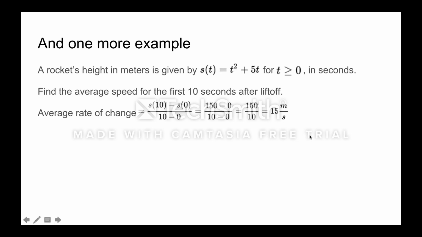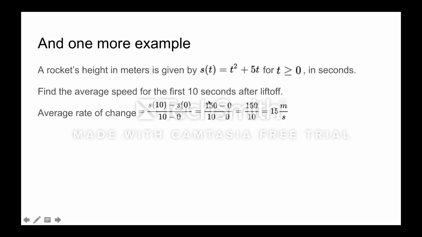Okay, so here's a concrete example. We have a rocket whose height in meters is given by s of t is t squared plus 5t, for t greater than or equal to 0, where time is measured in seconds. We want to find the average speed over the first 10 seconds after liftoff, so from t equals 0 to t equals 10. Then the average rate of change is just the change in height, s of 10 minus s of 0, over the change in time, 10 minus 0.